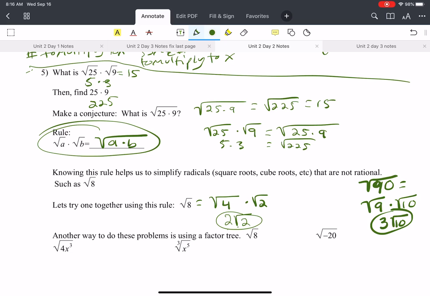Oh, wait, okay, I see what you did. Okay, let's stop here. Are there any questions before we move on to the other way to simplify these, which is factor trees?